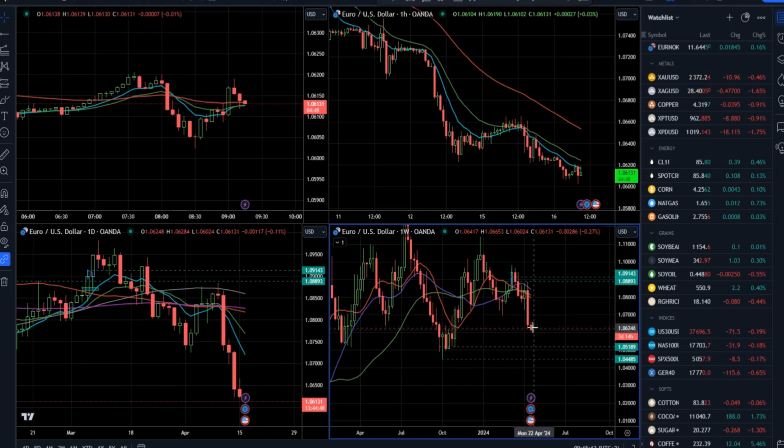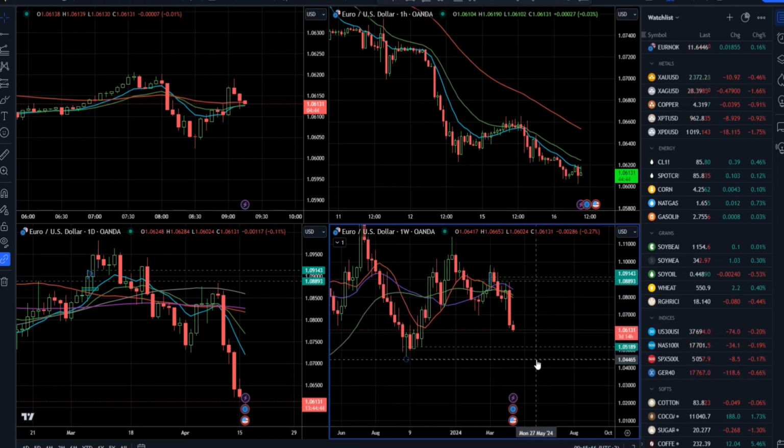So we can see here in the weekly time frame, there is a potential for further downside movement towards 1.0520 and 1.0445, because we have the lows from the weekly time frame from the end of October and beginning of October last year. So this will be the next short-term downside objective on the Euro dollar.